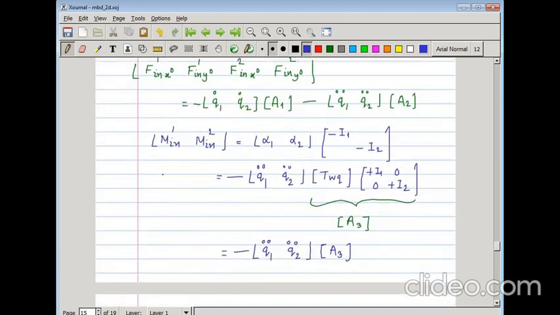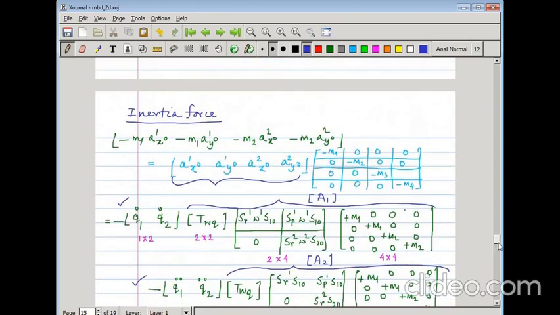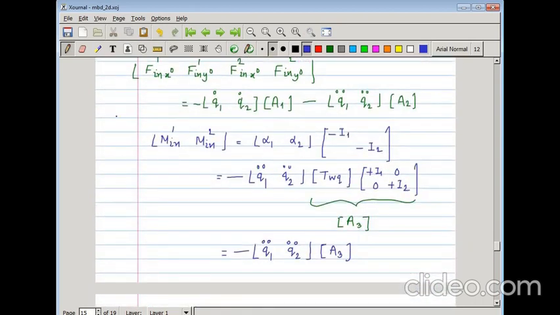Now what about the inertia moments, that is acceleration into mass moment of inertia about the center of mass. Again this becomes this, and this we call A3. So now we get the inertia forces and inertia moments.